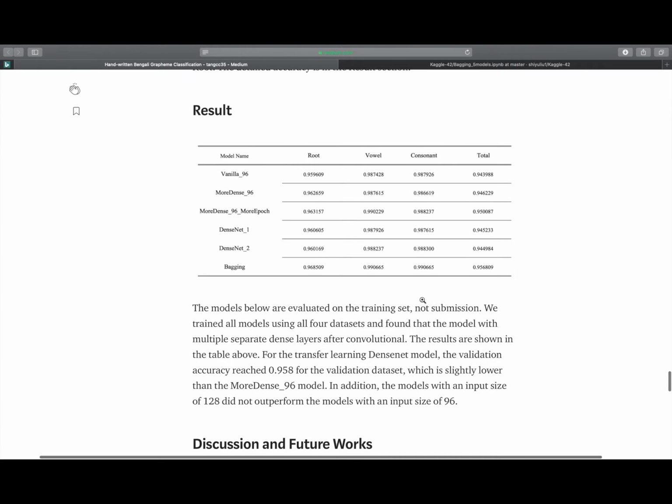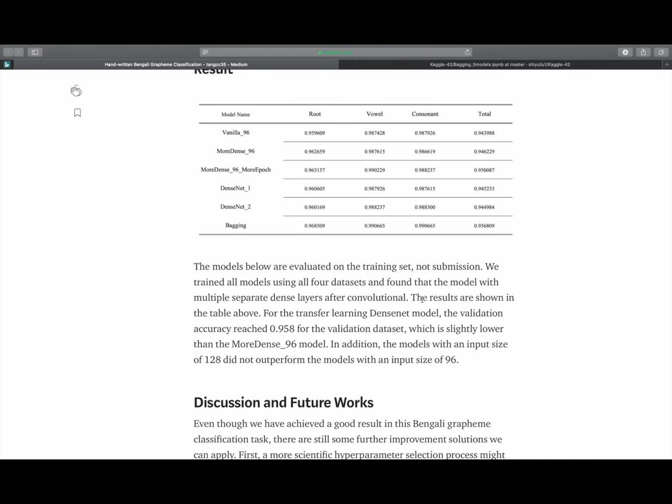In addition, we also found that the models with an input size of 128 by 128 did not outperform the models with an input size of 96 by 96.